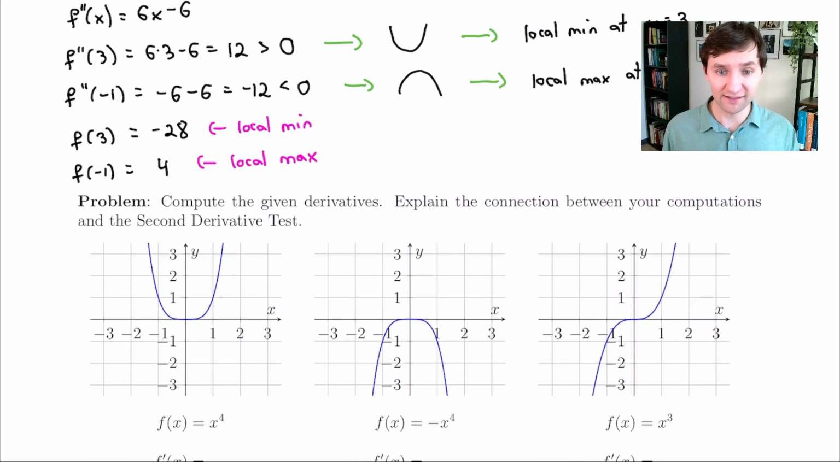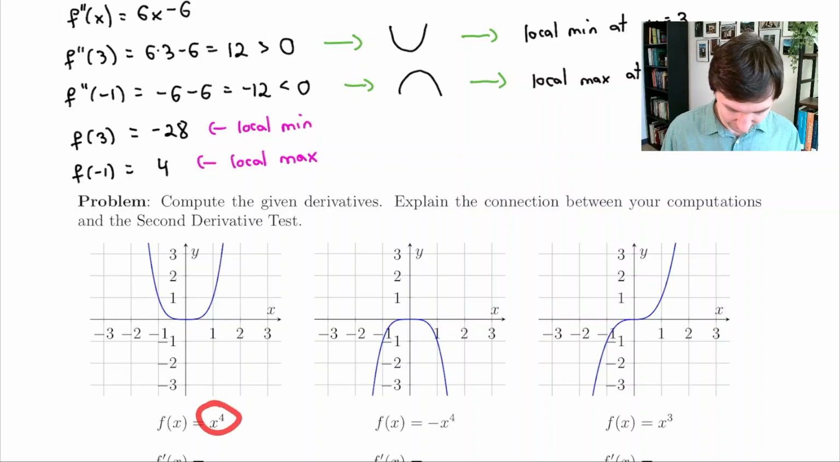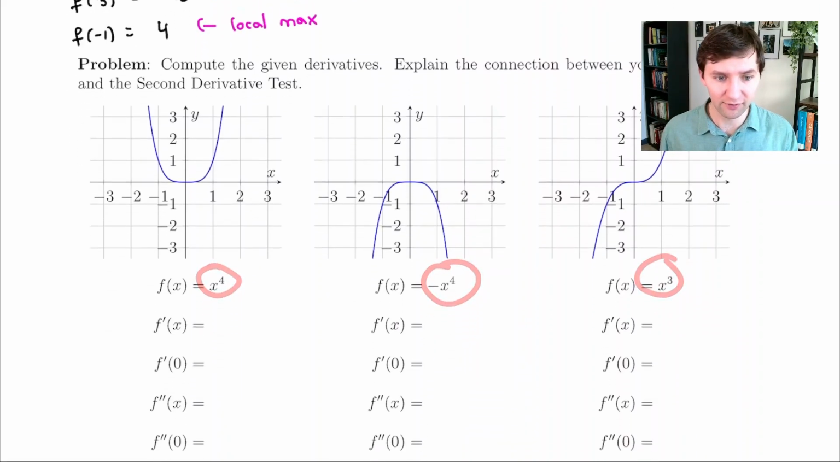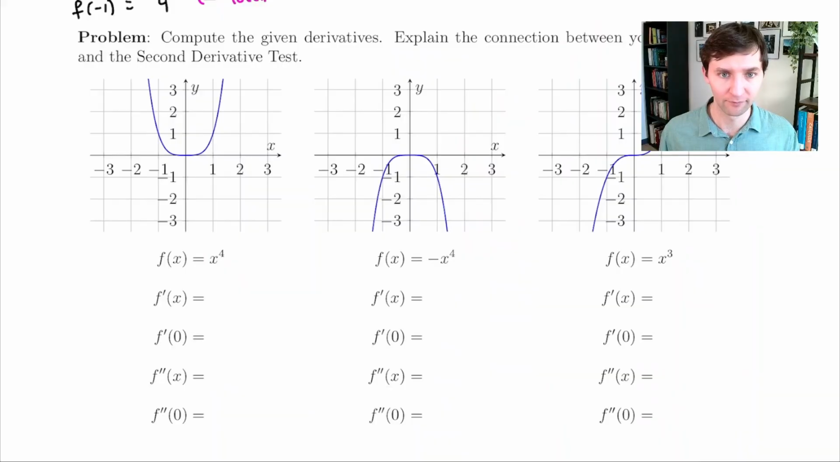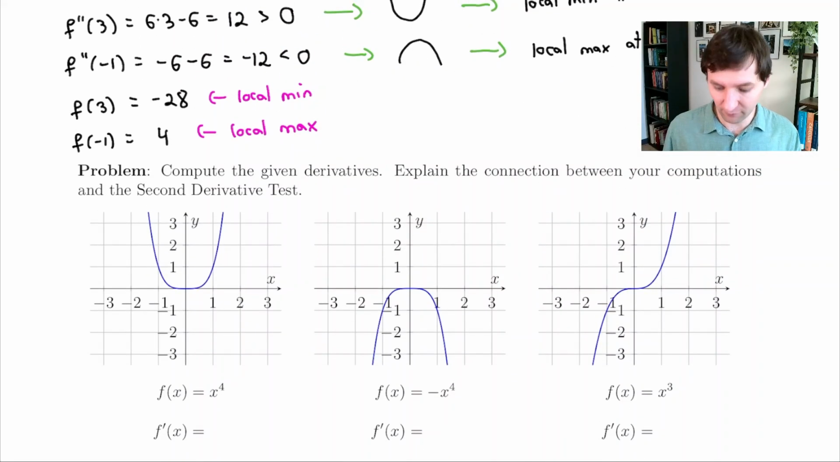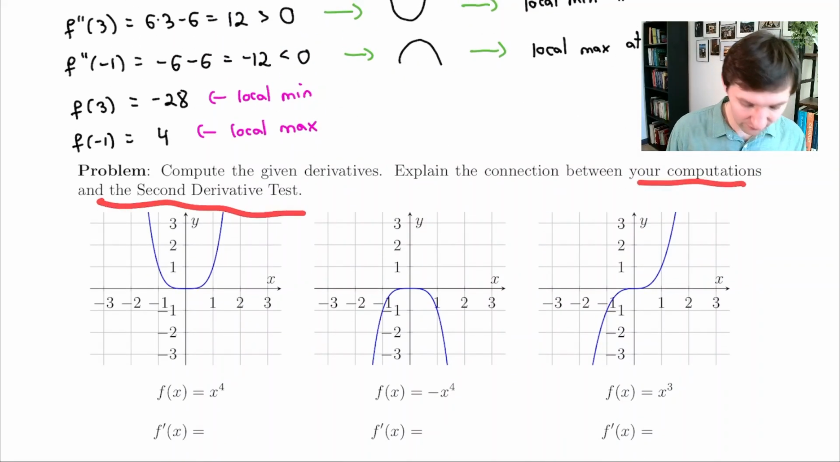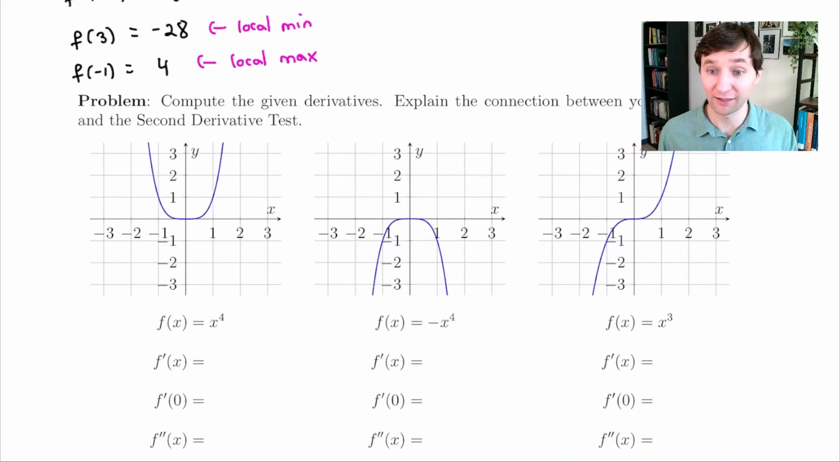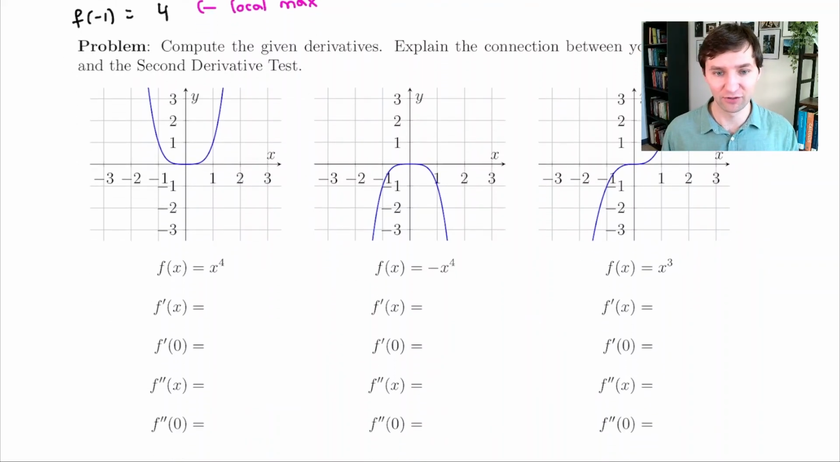When we introduced the second derivative test, I told you I was going to explain what happens when the second derivative is 0 at a critical number. This problem will help us understand it. We are given 3 functions, and we are supposed to compute their derivatives below. Then we must explain the connection between the computations and the second derivative test. If you would like to try this on your own first, stop the video now.